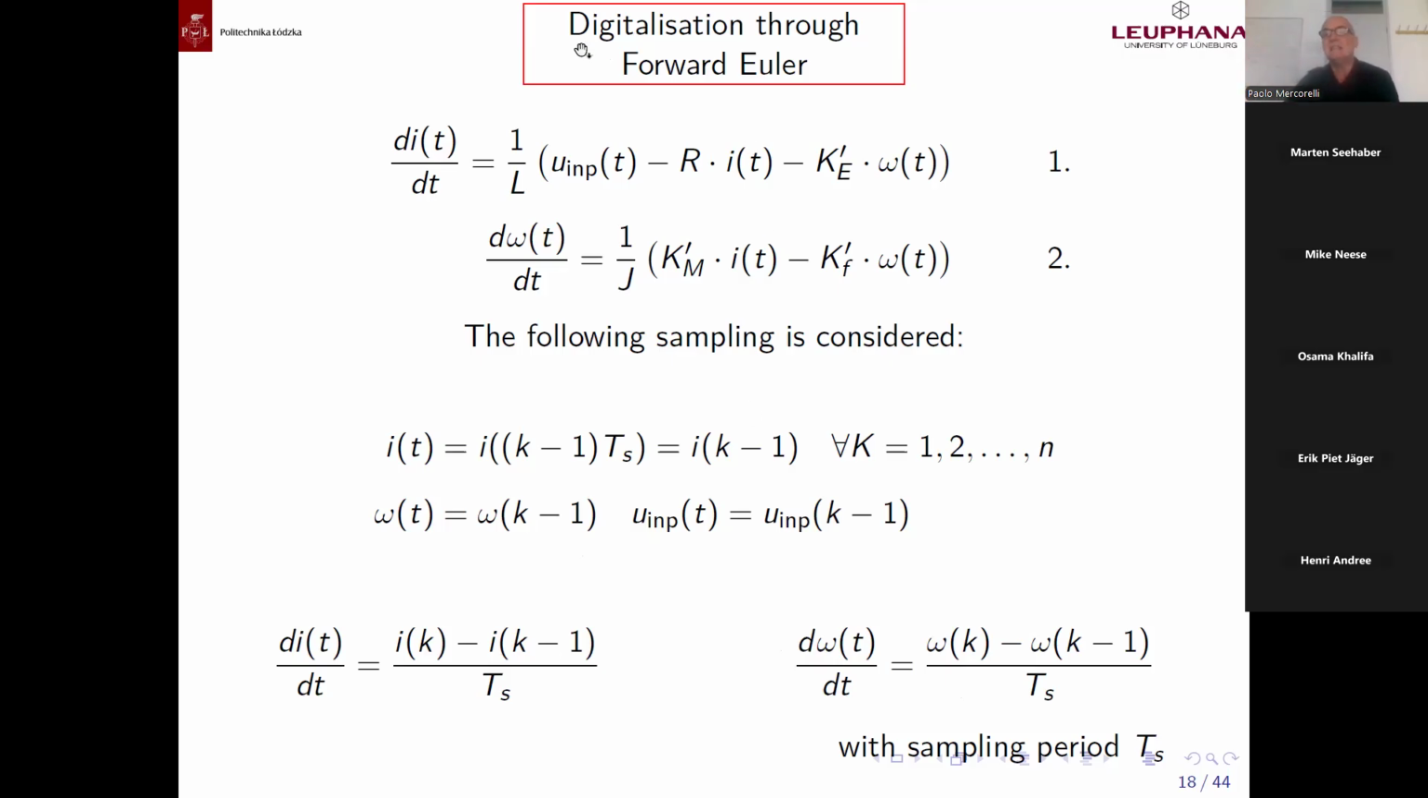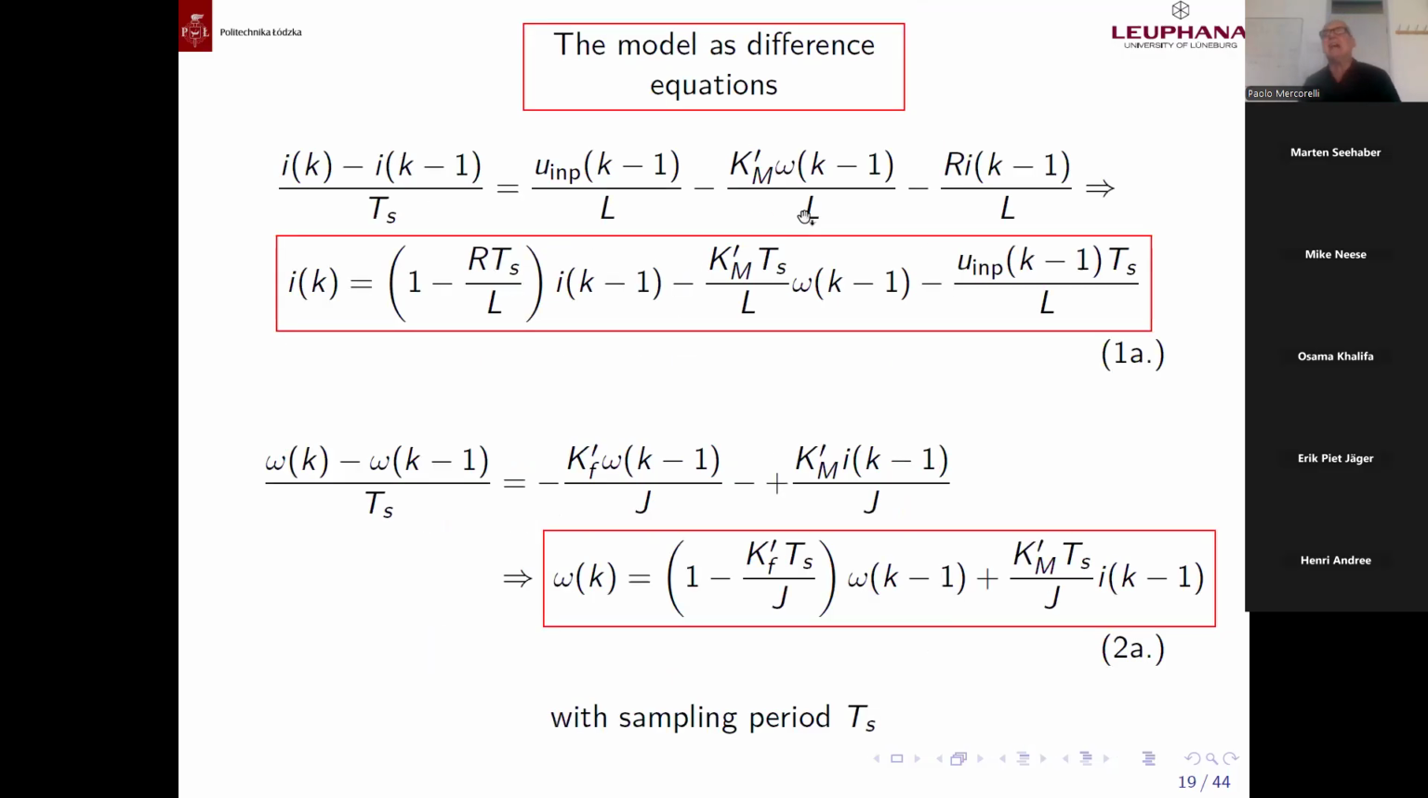This is written here at the beginning of the slide. To be more precise, that is not a digitalization, it is a discretization. But anyway, from the discretization follows a digitalization. Plugging in this position here into equation 1 and equation 2, we will obtain, after some calculations, the discrete dynamic for the current and the discrete dynamic for omega. We can see it here in the red column.